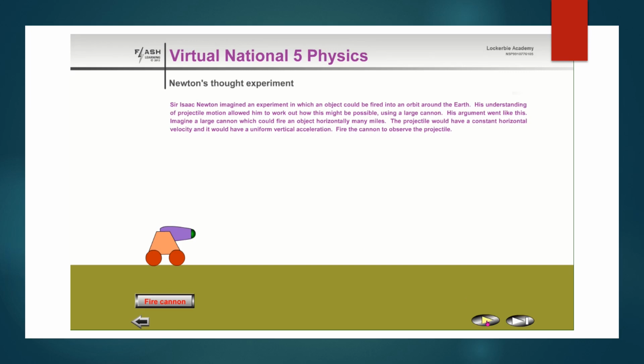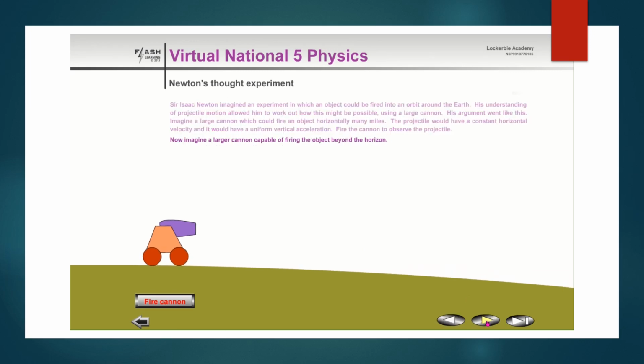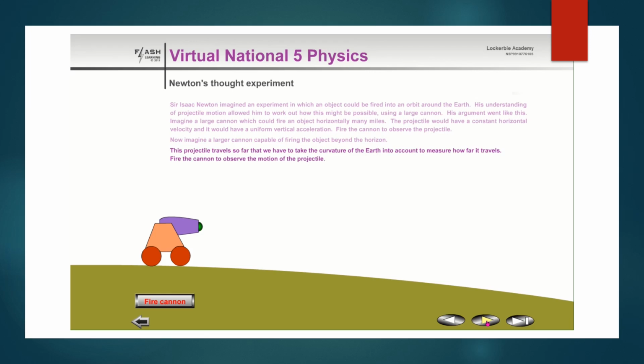Now, imagine a larger cannon capable of firing the object beyond the horizon. The projectile travels so far that we have to take the curvature of the Earth into account to measure how far it travels. Here we can see that had the Earth been flat, it would have landed about here. Instead, it goes that extra distance because of the curvature of the Earth.